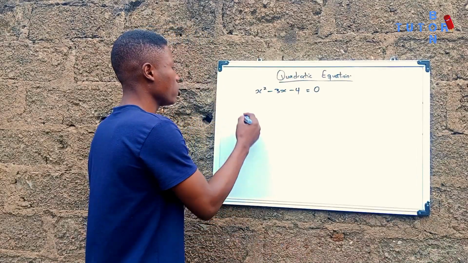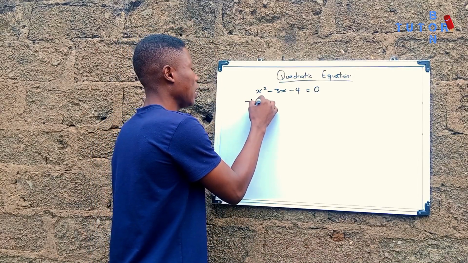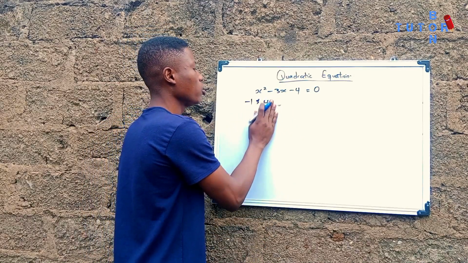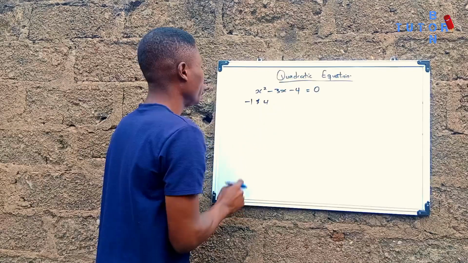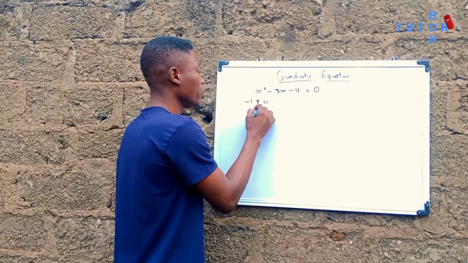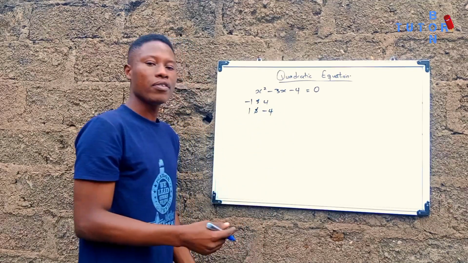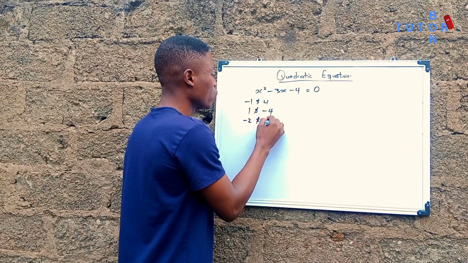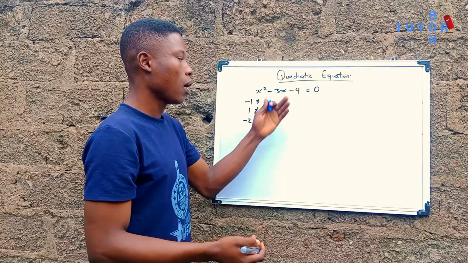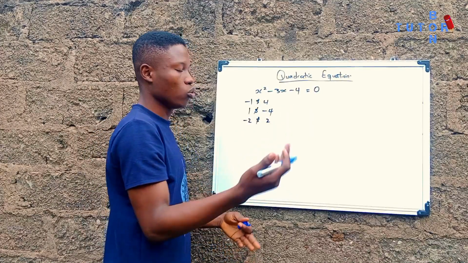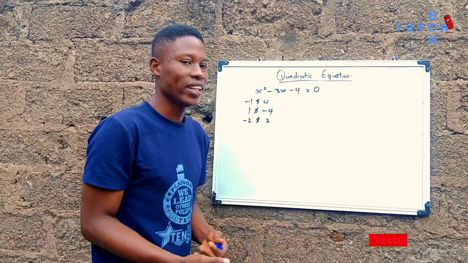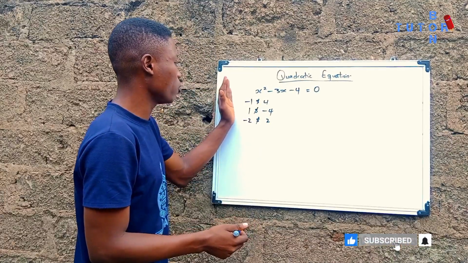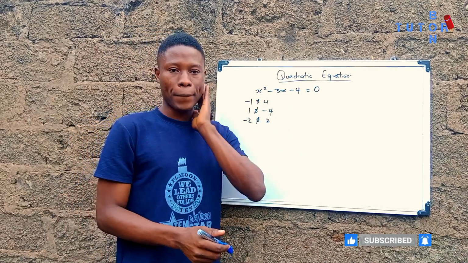For the factors of minus 4, you have minus 1 and 4. If you multiply minus 1 with 4, you have it to be minus 4. If you multiply 1 with minus 4, you also have it to be minus 4. If you multiply minus 2 with 2, you have it to be minus 4. And also 2 with minus 2, I don't think I have to write that. It is still the same thing. So which means these are the 3 possible values we have for minus 4.